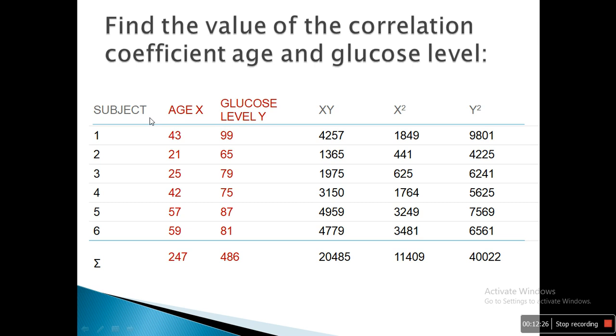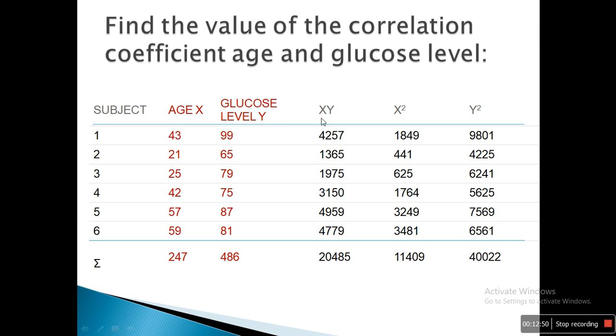So the two variables are age and glucose level, and we are trying to find out what is the glucose level of a person at a particular age, or does the glucose level increase with age or decrease, or whatever is the relationship. We want to find out whether there is any relationship between glucose level and age. That is our question. So we have started.